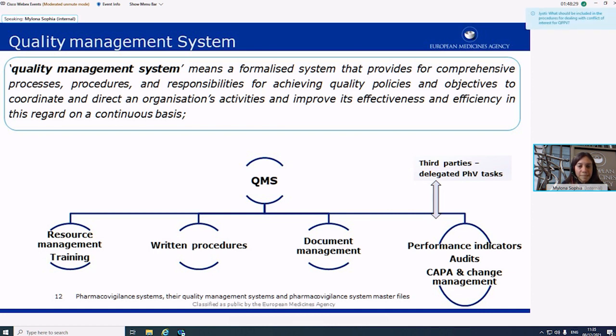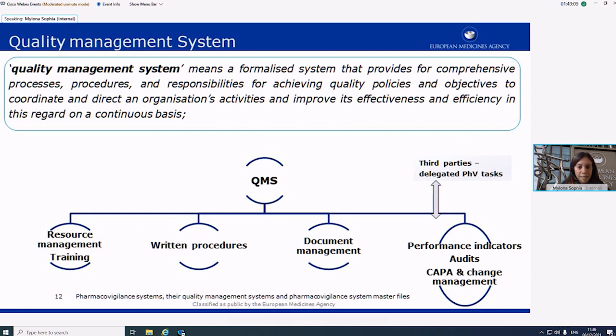And the key elements are, you can see here. What I wanted to highlight, and we will discuss later, is that if there are third parties that are delegated pharmacovigilance tasks, you should take them into account when you plan the quality management system, and they should be part of it. They should also be audited on behalf of the MAH on the activities delegated, and they should also be inspected on behalf of the MAH.